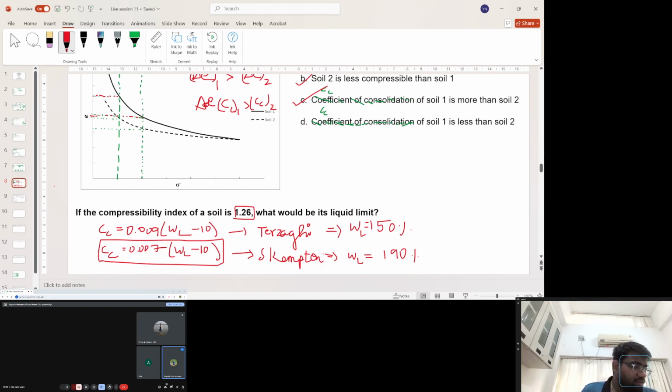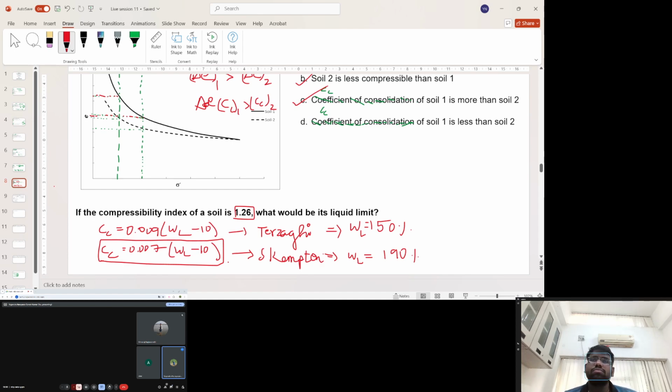But some author, somewhere, mentioned that Terzaghi's relation is used for undisturbed soil, which we use for consolidation. The second one is for remolded clays, no sir? Yeah. Generally we are going to use only undisturbed soils for consolidation.